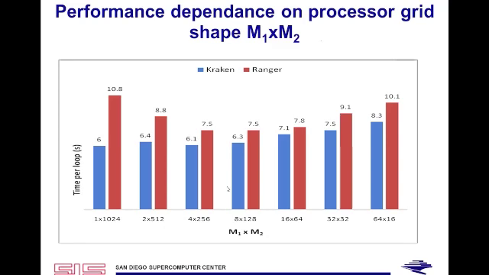As this diagram shows, performance on Kraken and Ranger has a significant variation depending on the shape of the processor grid.